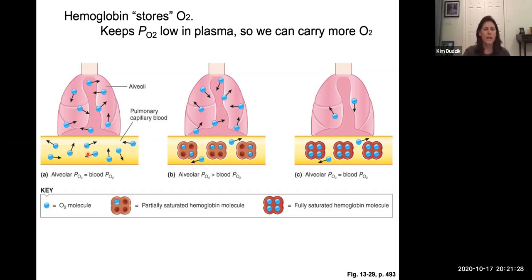And so that means that the blood right here cannot absorb any more oxygen. It can't. It does it until it's equal to one another. So I'm using absolute numbers, but again, what we're really talking about is pressure. But it's easier to understand with absolute numbers.